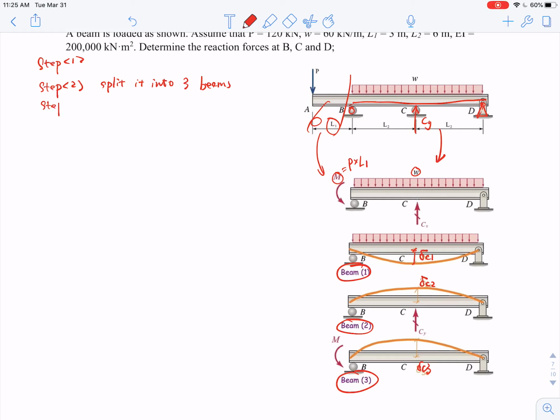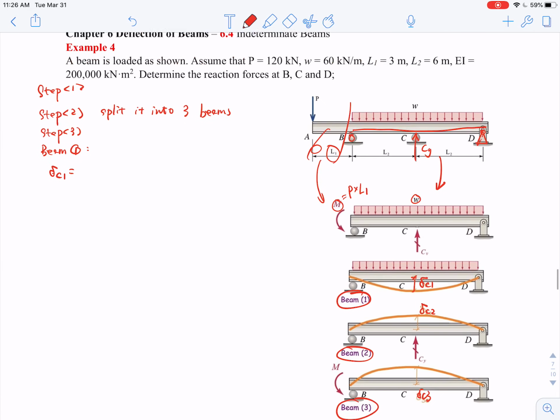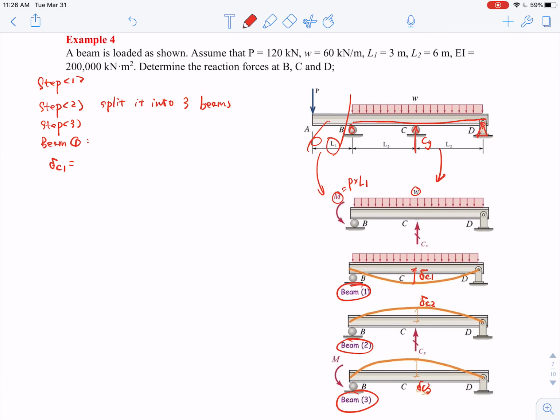Then in step 3, we just analyze these 3 beams one by one. So let's look at beam 1 first. The beam 1 is a simply supported beam BD subjected to distributed load W. So the delta C1 at the middle span can be calculated by an equation. We can select it from here. So the equation will be equation 11. This is the maximum value in this case. Okay, the delta C1 would be 5WL to the 4th over 384EI.